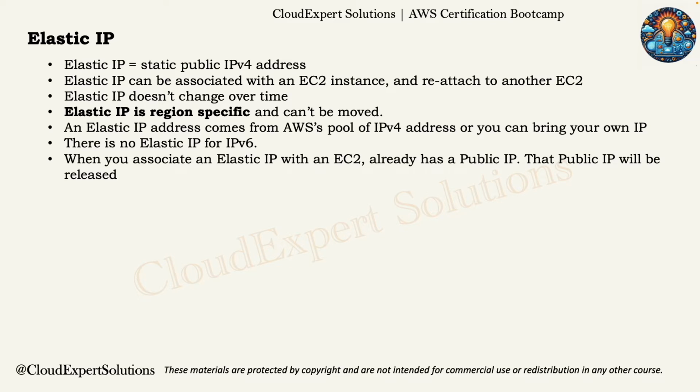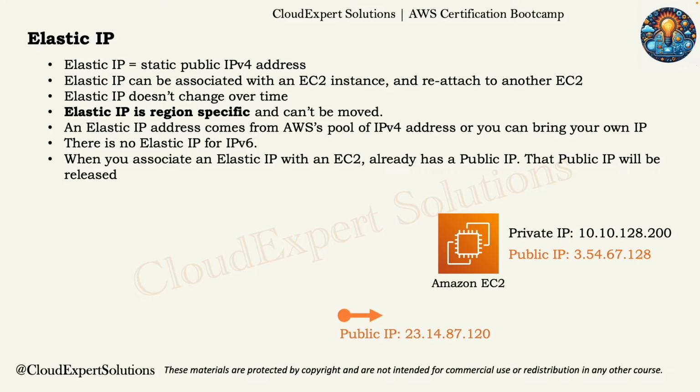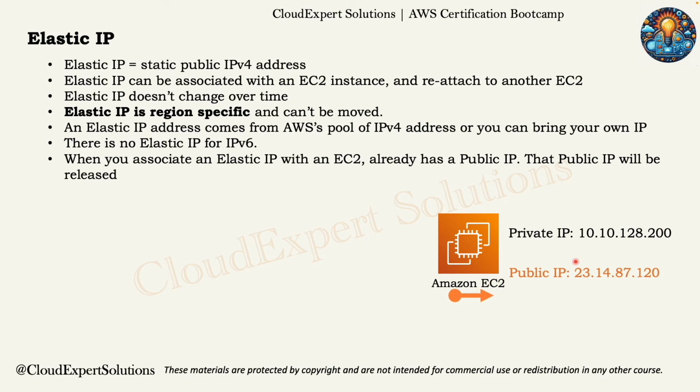When you associate an Elastic IP address with an EC2 instance that already has a public IPv4 address, for our case, let's assume we have one EC2 instance and the current public IP address is 3.54.67.128, and you have provisioned one Elastic IP and the public IP for that Elastic IP is 23.14.87.120. When you attach this Elastic IP to your EC2 instance, the existing public IP will be released to Amazon's public IP pool. And the EC2 instance will get the Elastic IP's address as its own public IP.